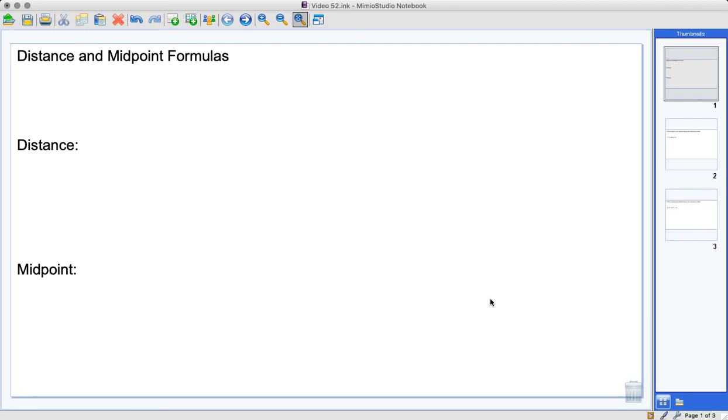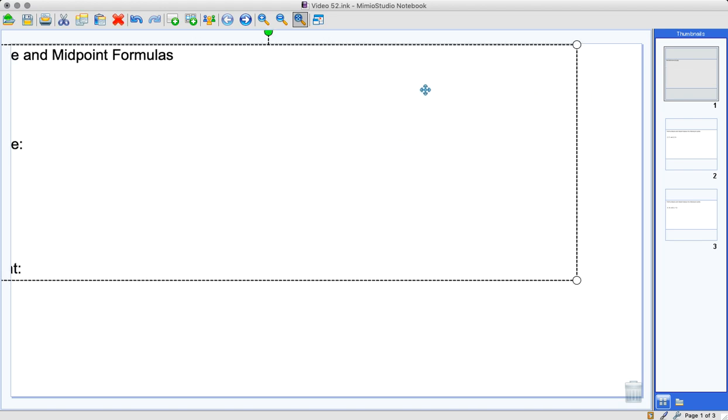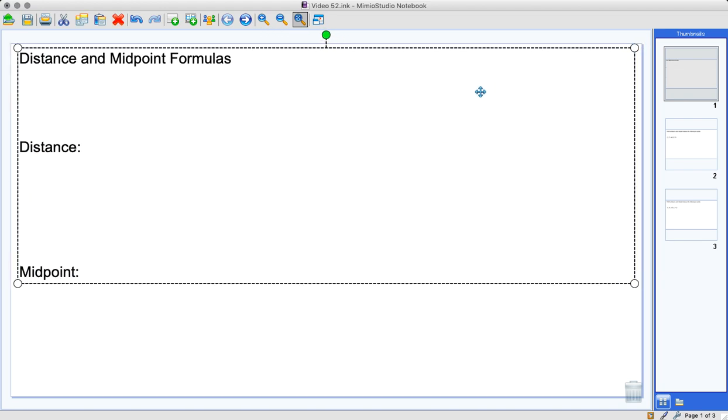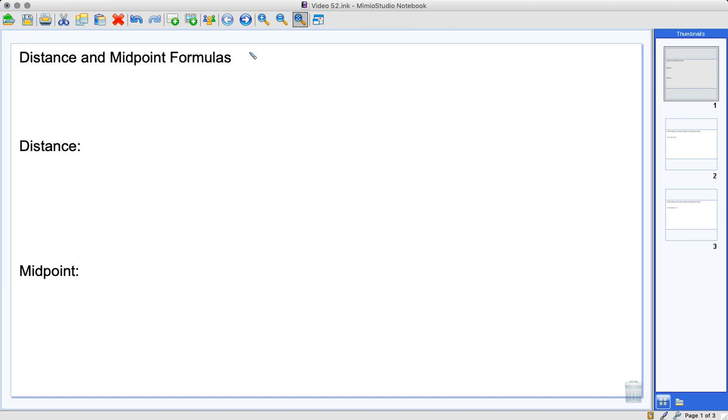All right, so last section for this chapter, we're going to talk about distance and midpoint formulas. So basically what's going to happen is you're going to be given 2 points. So we're going to say it's x1, y1, and x2, y2. Okay. So to find distance, make sure you write these formulas down.